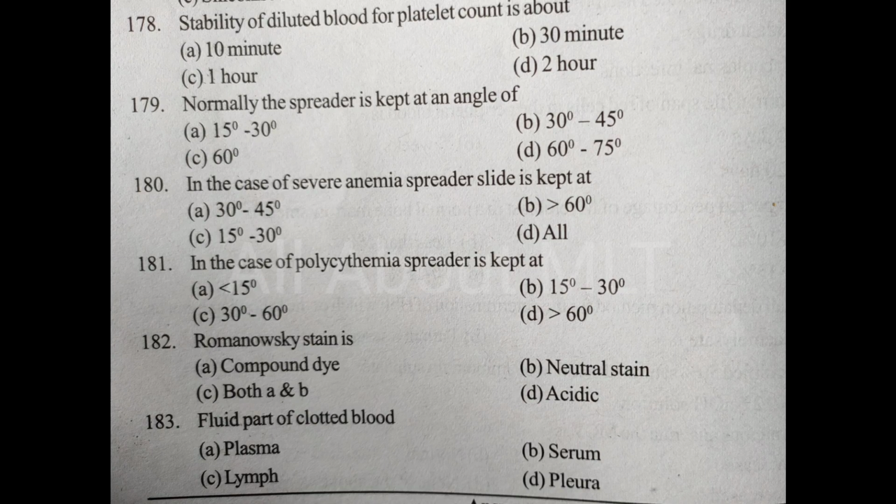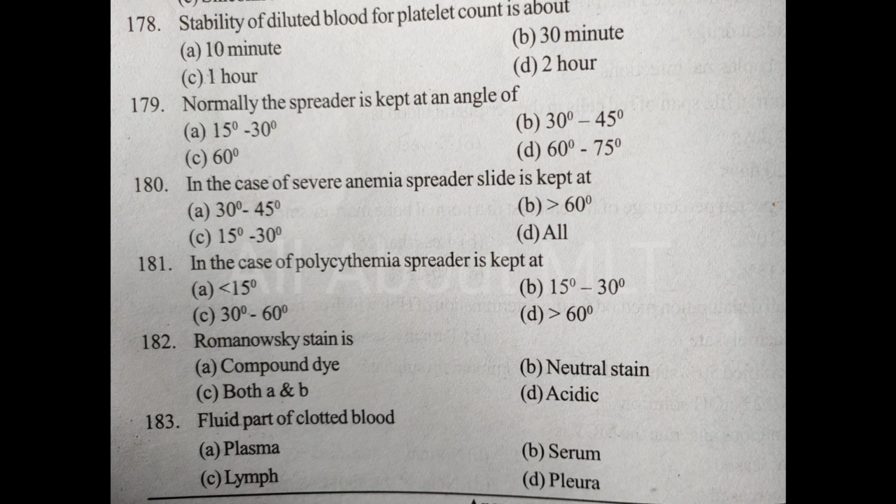In the case of polycythemia, spreader is kept at option A less than 50 degree, option B 15 to 30 degree, option C 30 to 60 degree, option D greater than 60 degree. And the answer is option A less than 15 degree. Romansky stain is option A compound dye, option B neutral stain, option C both A and B, option D acidic. And the answer is option C both A and B.